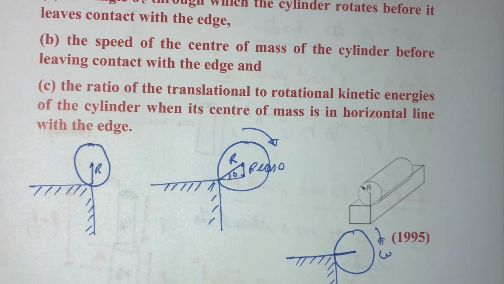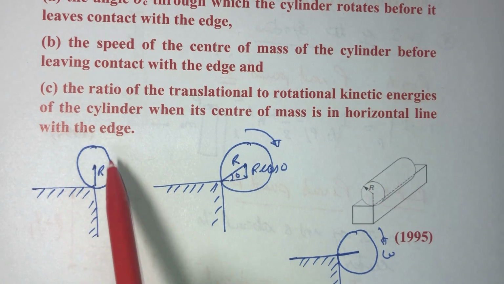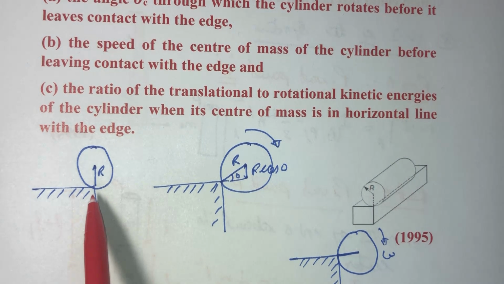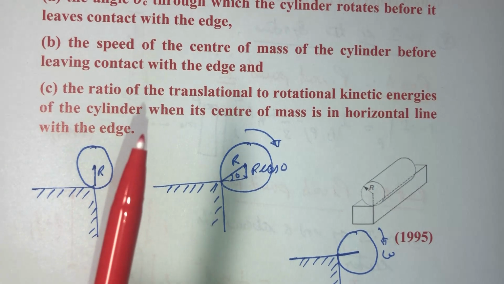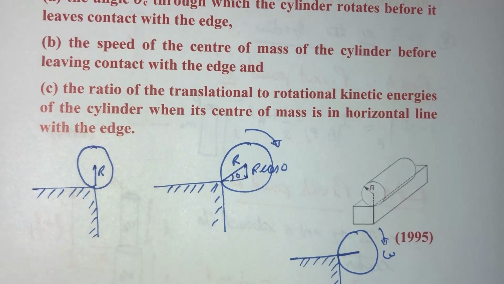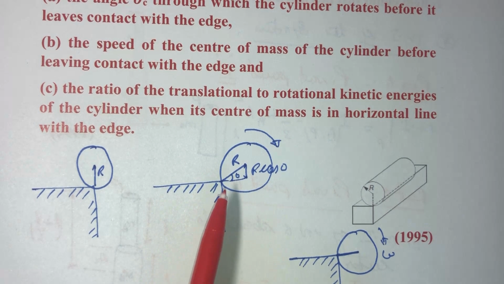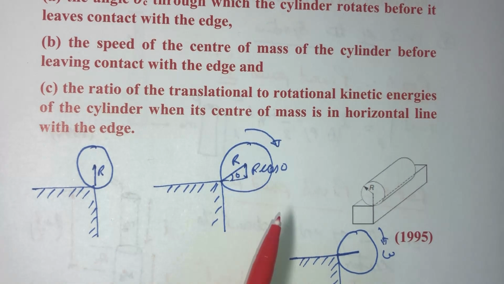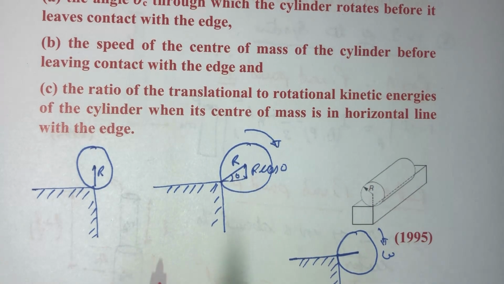First of all, from this figure we can say when the cylinder is at this particular position, at rest on the edge, the potential energy of the center of mass will be maximum, and at this moment it is stationary, so its kinetic energy will be equal to 0. Okay. And as it is going to roll, the initial potential energy will be converted into the kinetic energy, and kinetic energy we know is of two types, translational as well as rotational kinetic energy.